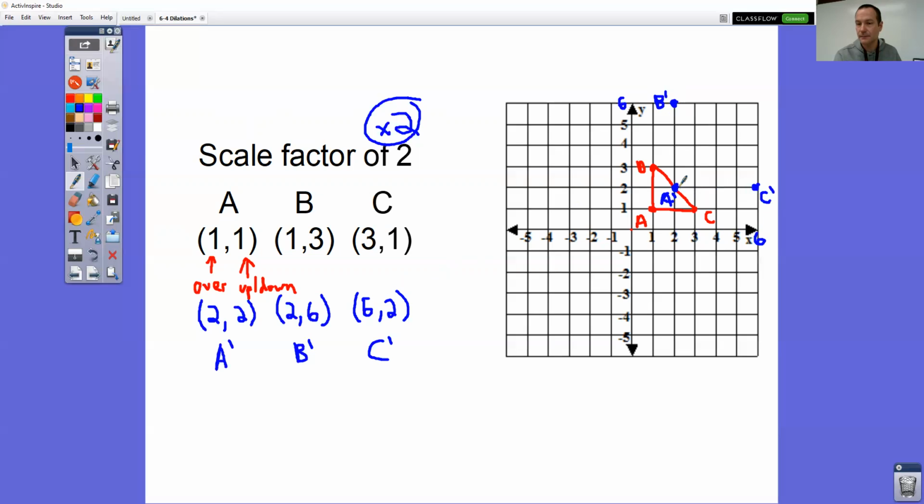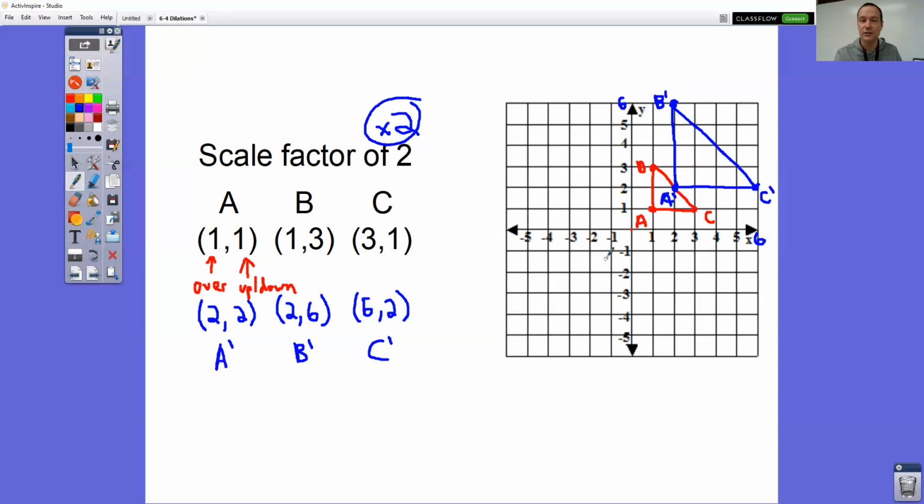Connect your dots, and you will have to draw these on your homework today. Connect the dots to form your new primed triangle. So again, what did we do here? We had a scale factor of 2. We are doing dilations. They're getting bigger or smaller. Since we're multiplying by 2, everything is going to be twice the size of the original.